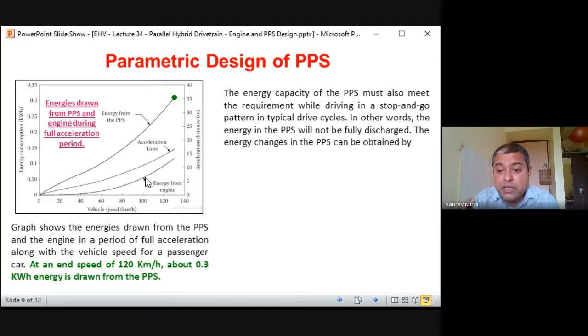The second case is within the city, stop and go. Stop go, stop go. In that case also the engine gets troubled.